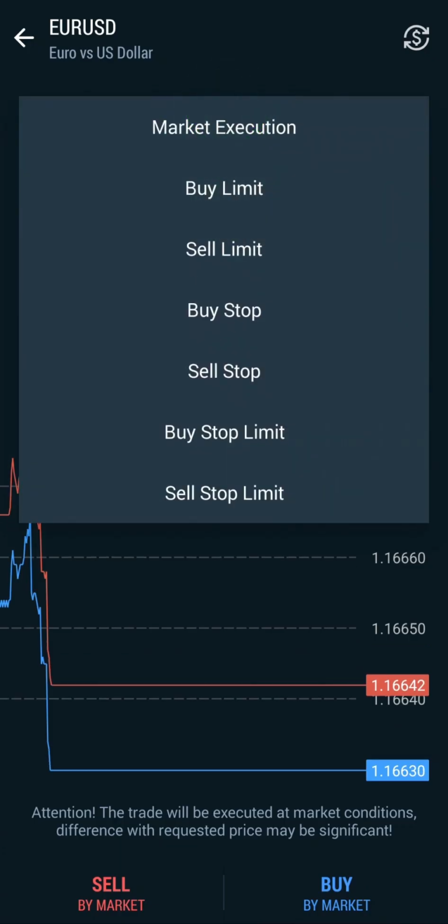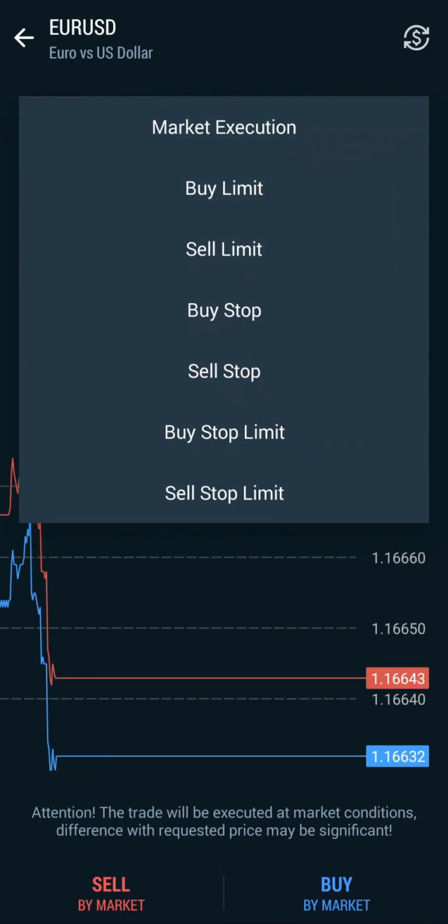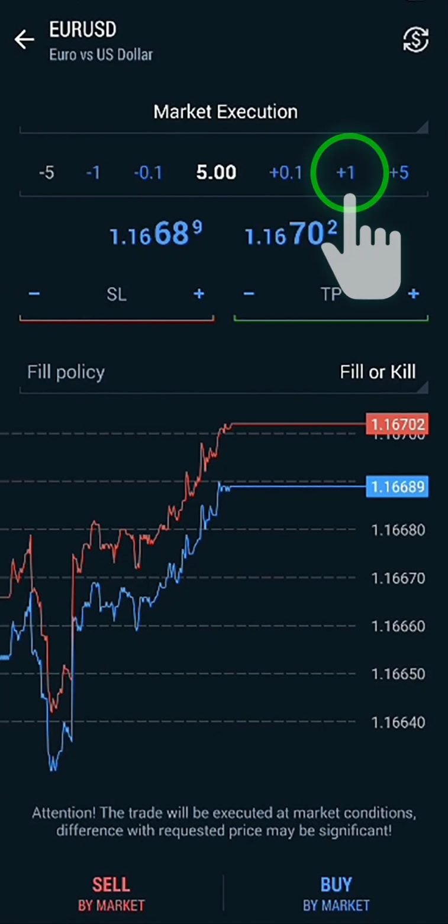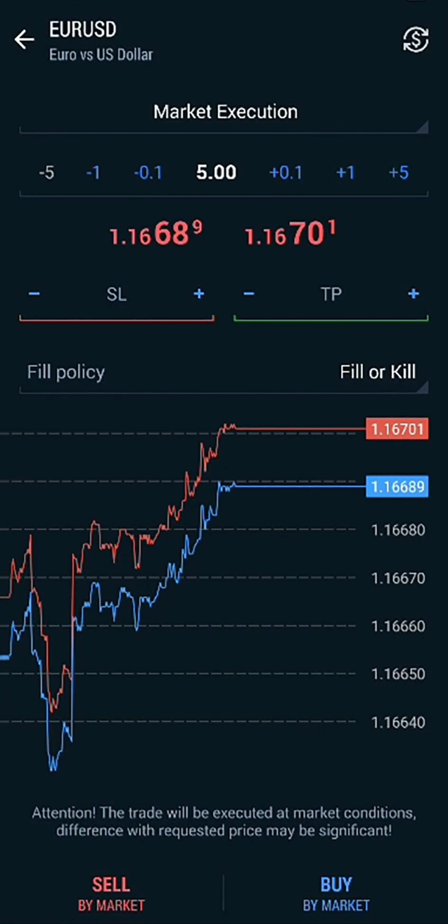You can choose to buy or sell, depending on your market view. First, set your lot size. This is the volume you want to trade.